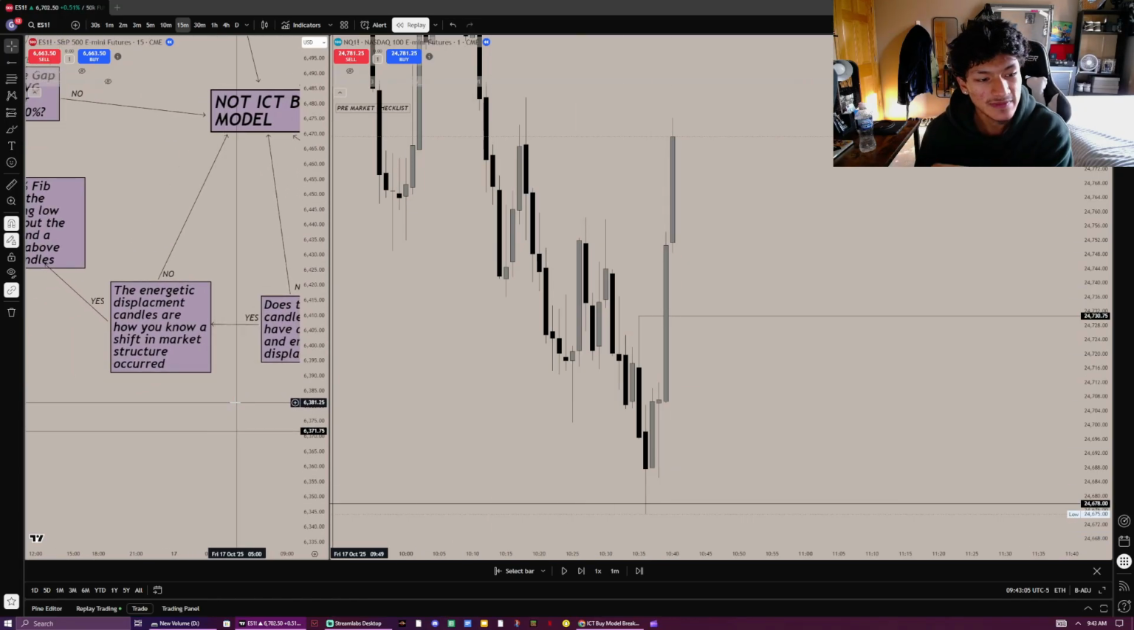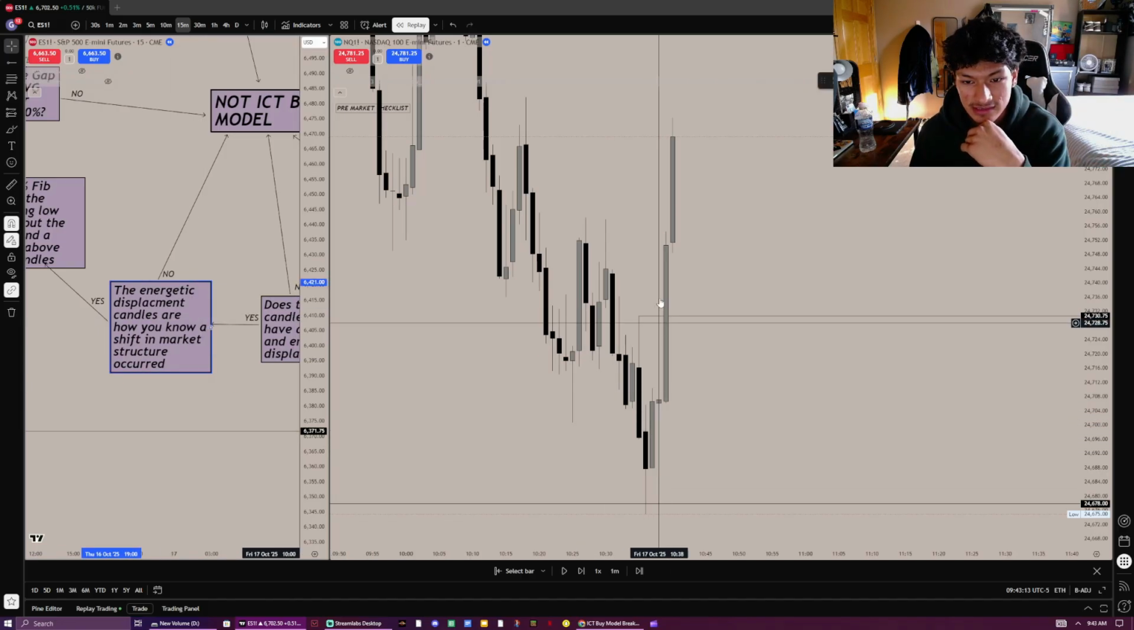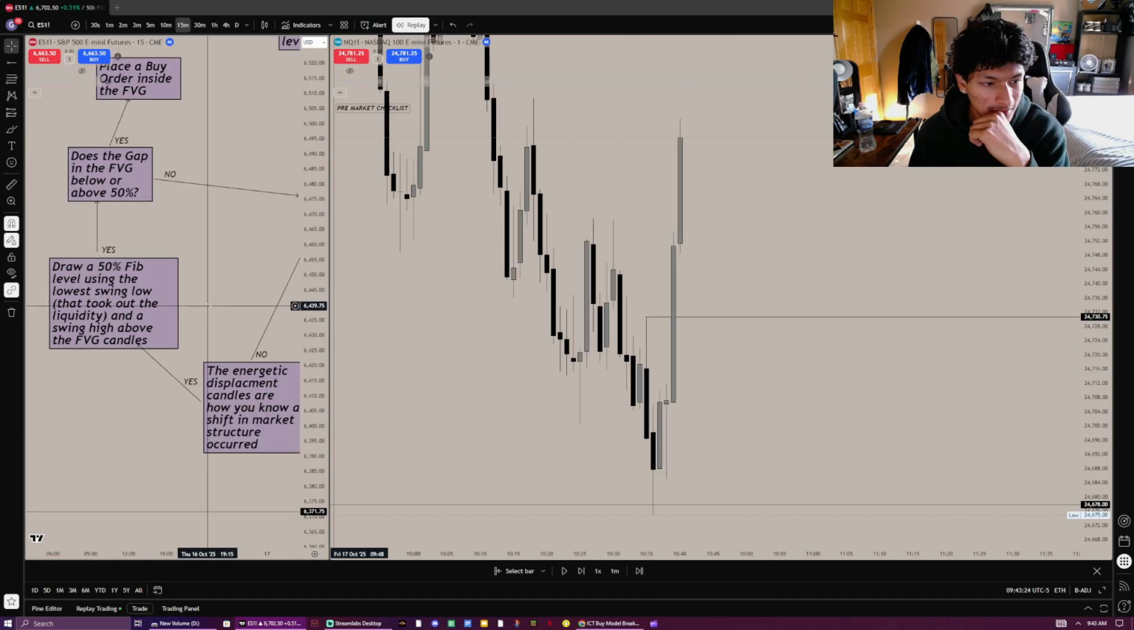The energetic displacement candles are how you know a shift in market structure occurred, right? That is just a reminder for myself to understand: yes, this energetic displacement shows that there is a market structure shift within the lower time frames. Keep that in mind. This is in the lower time frame, so we still need more confirmation.